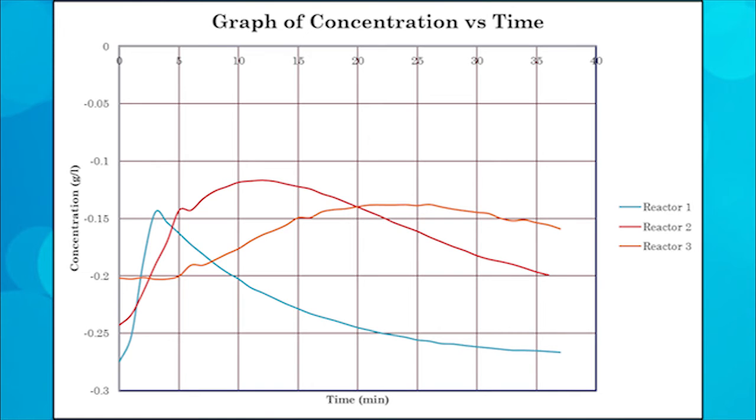Eventually, the final concentration in reactor 3 is higher compared to reactors 1 and 2 as the concentration stays longer due to better distribution of concentration in the last reactor before it is being discharged.